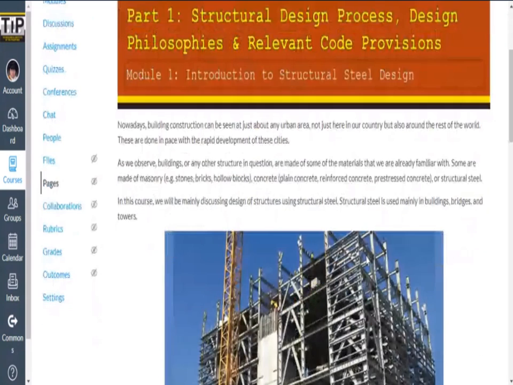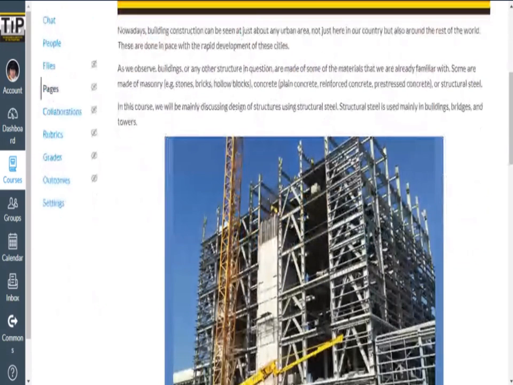So nowadays building construction can be seen at just about any urban area. Buildings are done in pace with the rapid development of these cities. In order to support the development of each city, construction must be done since we need more infrastructure to support the functions of the cities.